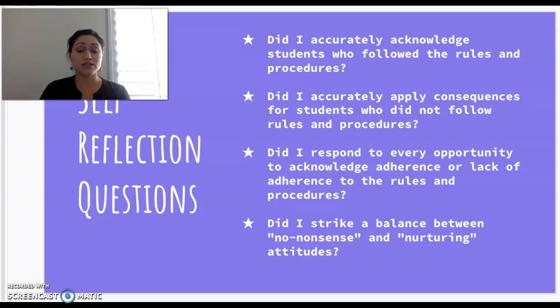And did I respond to every opportunity to acknowledge adherence or lack of adherence to the rules and procedures? And did I strike a balance between a no-nonsense and nurturing attitude? So again, just kind of being relaxed, cool, not taking things personally, and that will really help us keep control of our classroom.